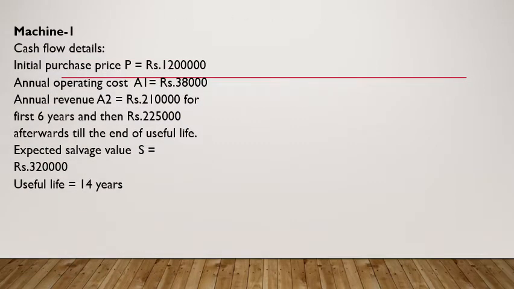These are the cash flow details of machine 1. The initial purchase price is 12 lakhs, annual operating cost 38,000, annual revenue is 2 lakh 10,000 for first 6 years and then 2 lakh 25,000 till the end of its useful life. Salvage value is 3 lakh 20,000 and the useful life is 14 years. Let us see the cash flow diagram.